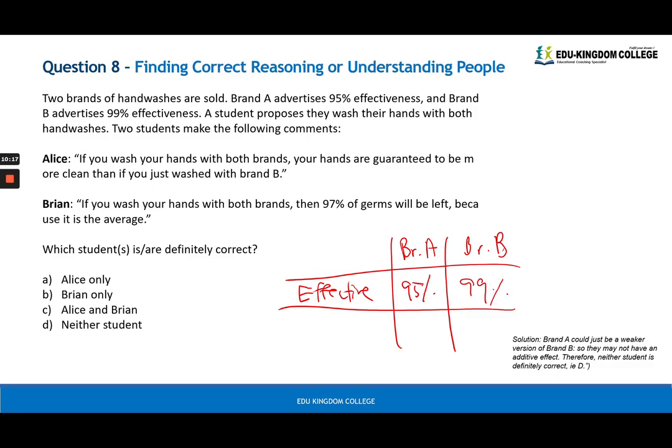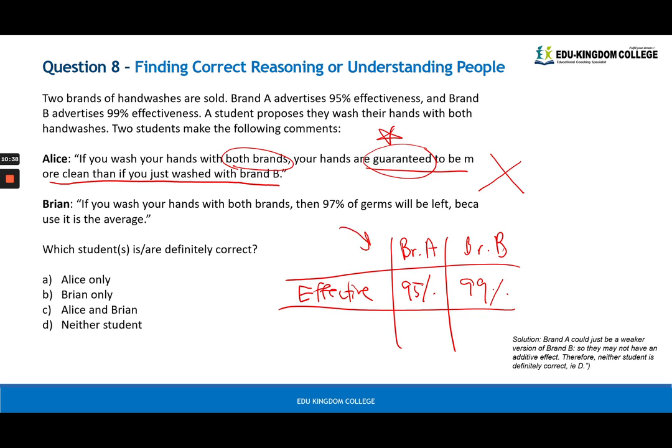Now, a student proposes if they wash with their hands with both. Alice says, if you wash your hands with both brands, your hands are guaranteed to be more clean than if you just washed it with brand B. Now, is this correct? It's not. Mainly because of this word guaranteed. You cannot guarantee that it'll be more clean.